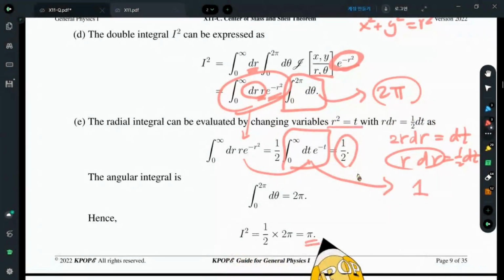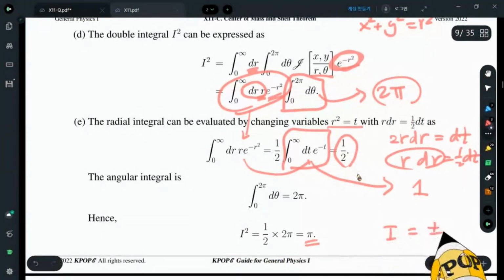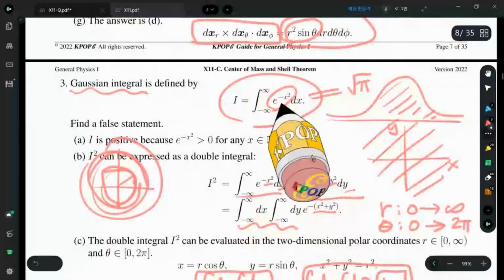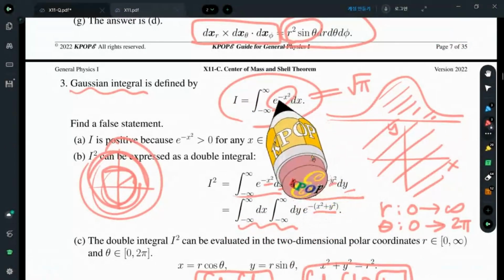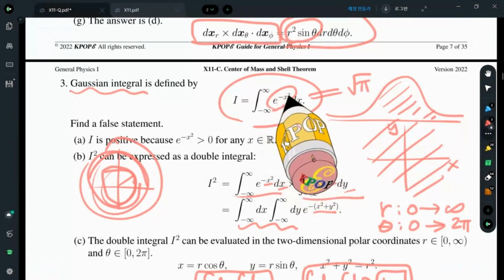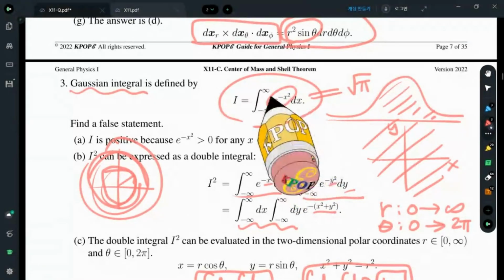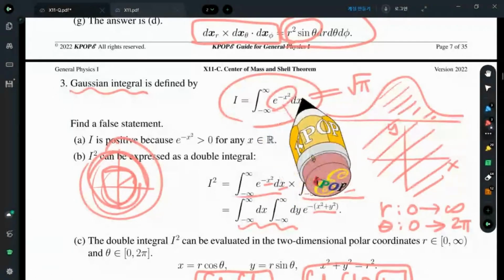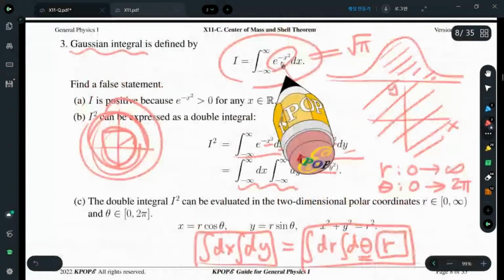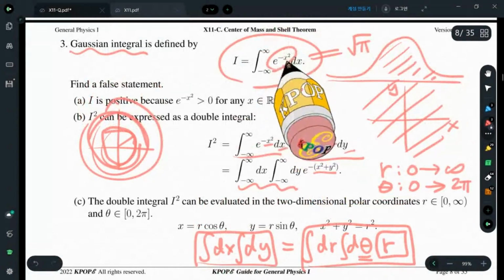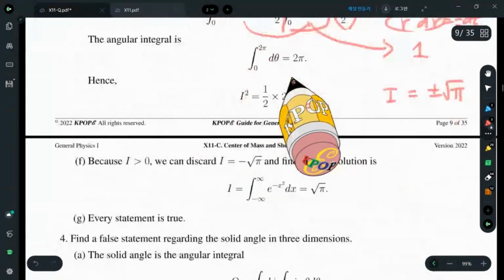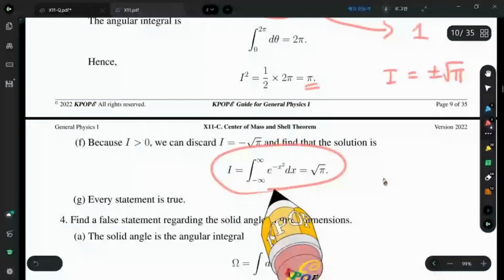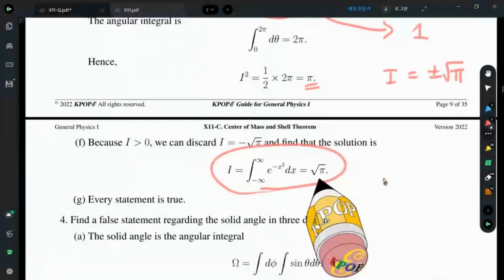If the square is pi, then the integral can be plus or minus the square root of pi. However, I know this is a positive number. Any exponential with a negative sign is positive definite. The exponential can never be 0, and it is impossible to have a negative value. A positive integrand integrated over the whole region is positive definite. Therefore, I have the final result: this Gaussian integral is the square root of pi.